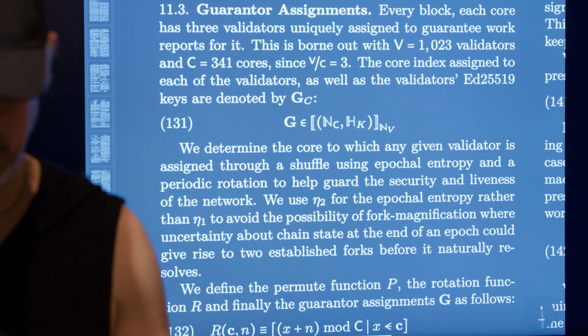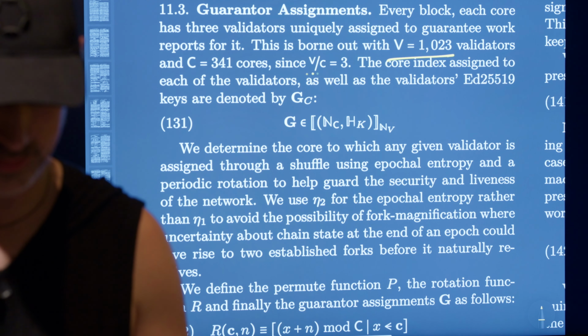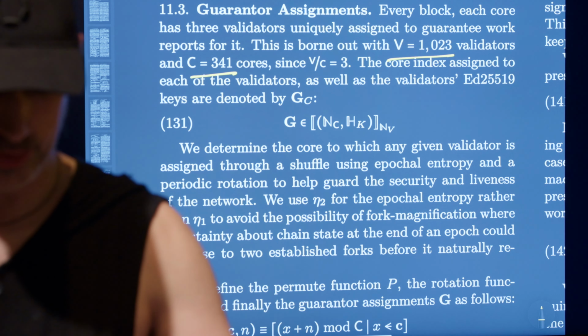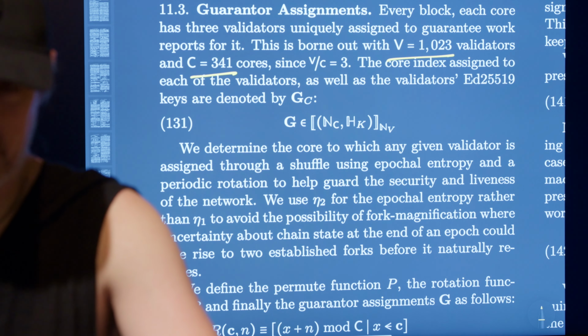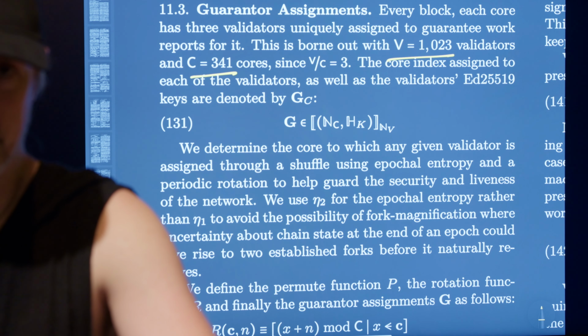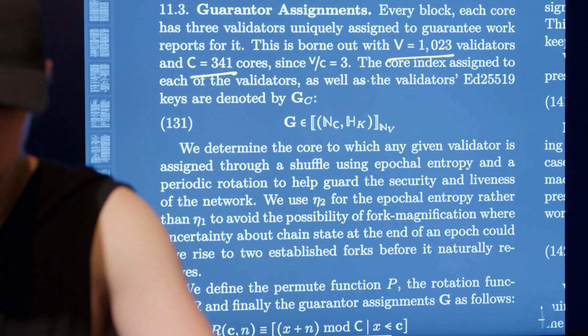With our numbers, V is 1023, VC is 341. Multiply 341 by 3, and you end up with your 1023 validators. That's a pretty simple relationship.